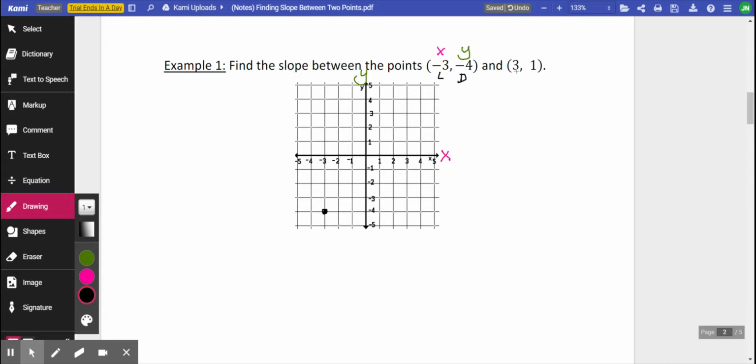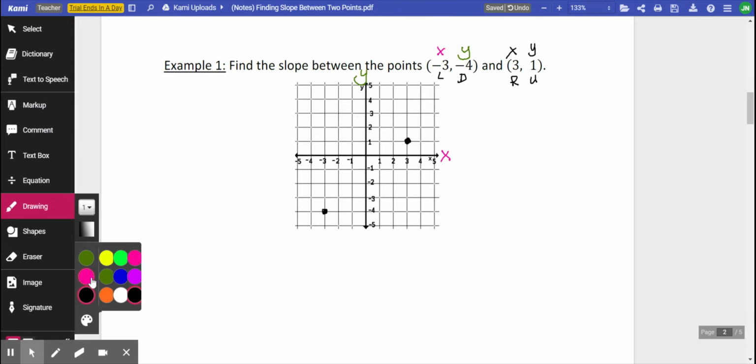For the second point, the x coordinate would be 3, and the y coordinate would be 1. So in this case, we're going to be going to the right 3 spaces, but we're also going up 1 space. So starting in the middle, every single time we go to the right 3, 1, 2, 3, and then up 1. So there you go. These are my 2 points corresponding to the first 2 coordinates.